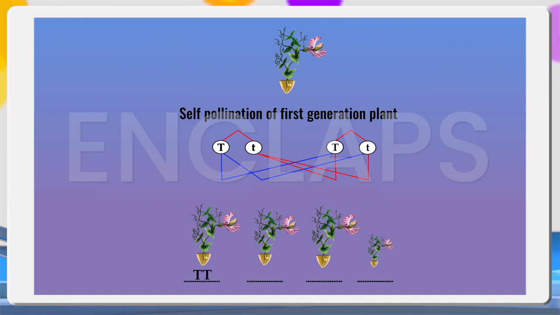What happens when these gametes get fused? Capital T and capital T combine to form capital T capital T, which is responsible for the character tall. Capital T and small t combine to form capital T small t, which is responsible for the character tall. Plants raised by self-pollinating the F1 plants are called F2 generation plants. Can you find that the first three plants given in the illustration are tall and the final one is dwarf?